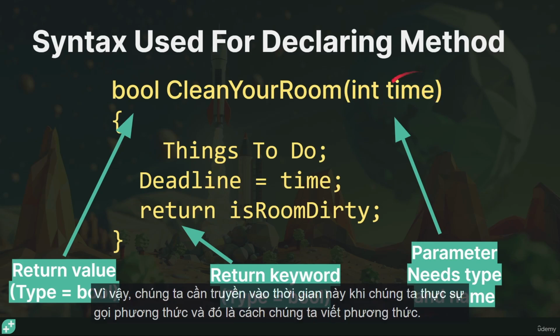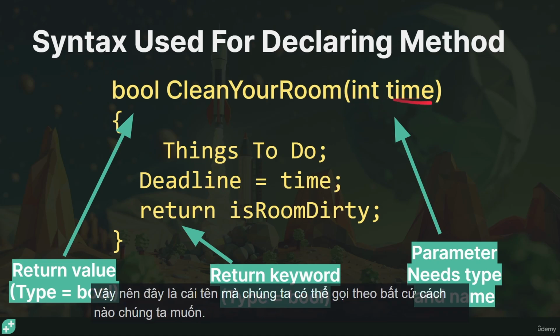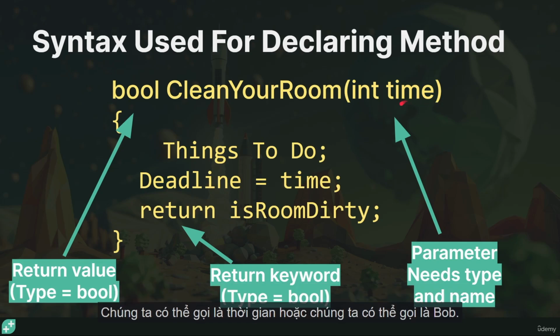So we need to pass in this time when we actually call the method. And that's how we write it in here. We can have multiple parameters. We would write type and then name. So this is the name. We can call it whatever we want. We can call it time, or we can call it Bob. And then after defining each parameter, we would put a comma and then the next one, comma, the next one. Each time we would have the type and name of the actual parameter.